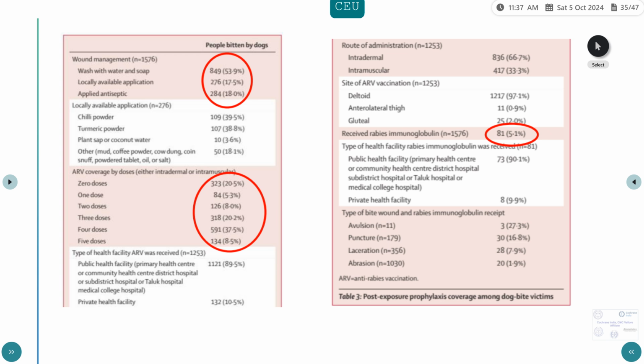When it came to immunoglobulins, so if you remember, our category 3 group was around 35%. Only 5.1% of the total population received immunoglobulin, which is much lower than what is actually required.